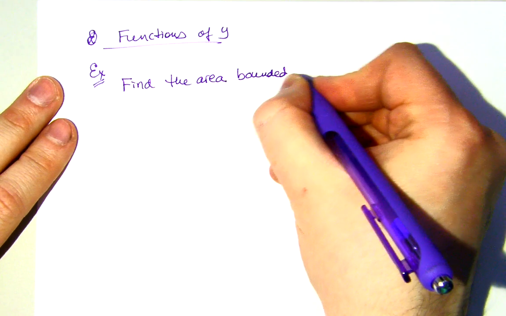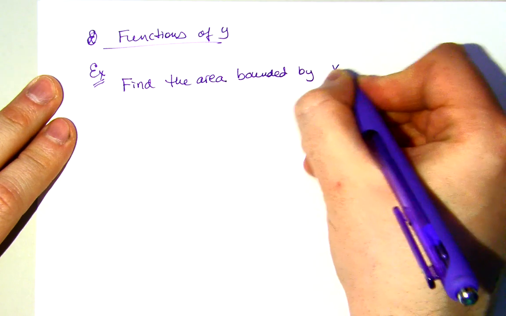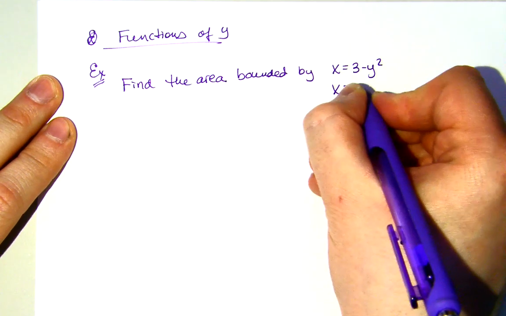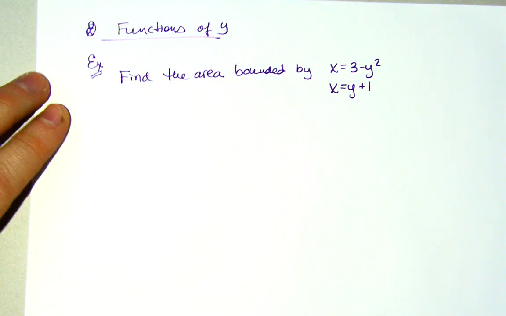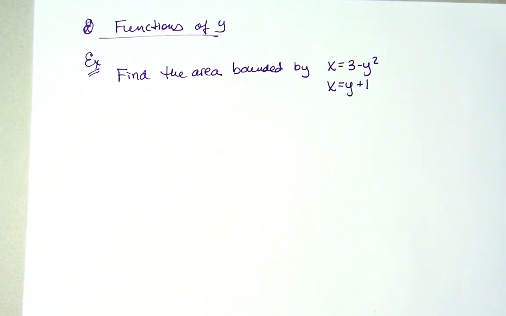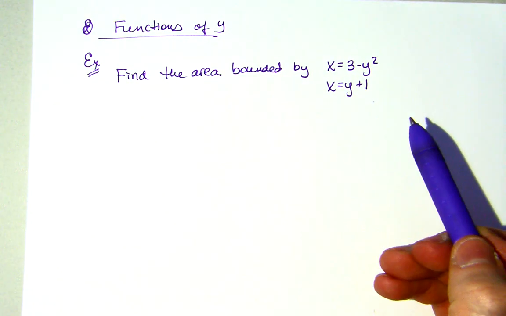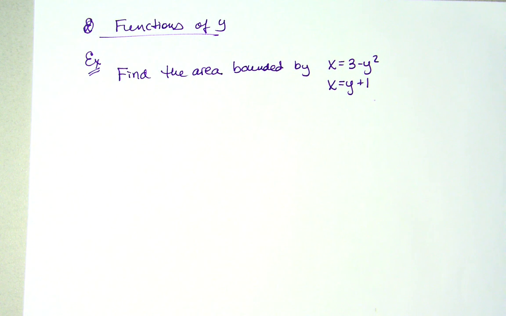Find the area bounded by x equals 3 minus y squared and x equals y plus 1. And these are functions of y, as in, I would plug in a y, I'd find an x. Do you know how to graph that bottom equation? Oh, yes, you do. Come on.